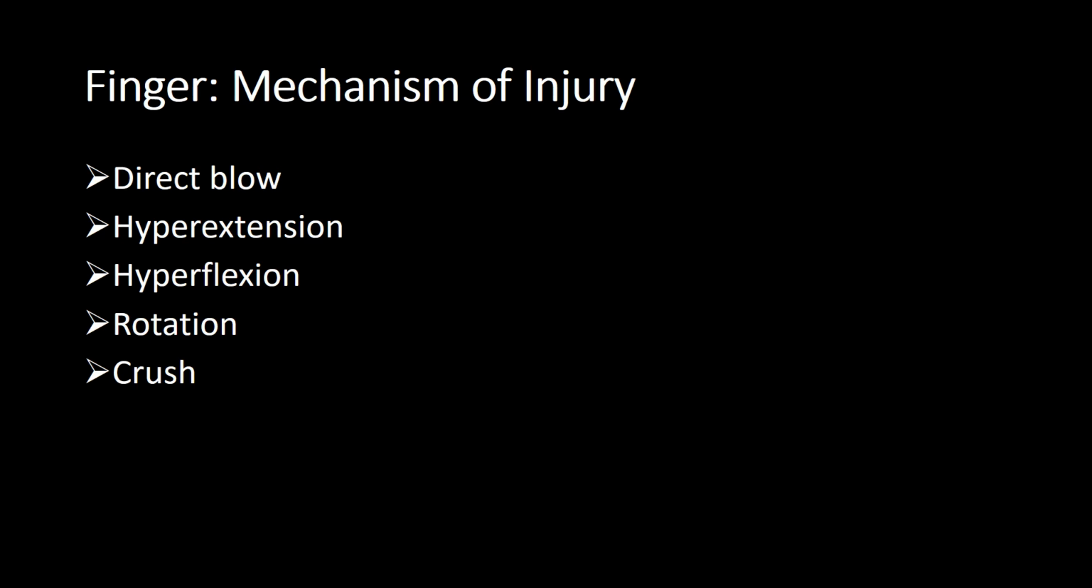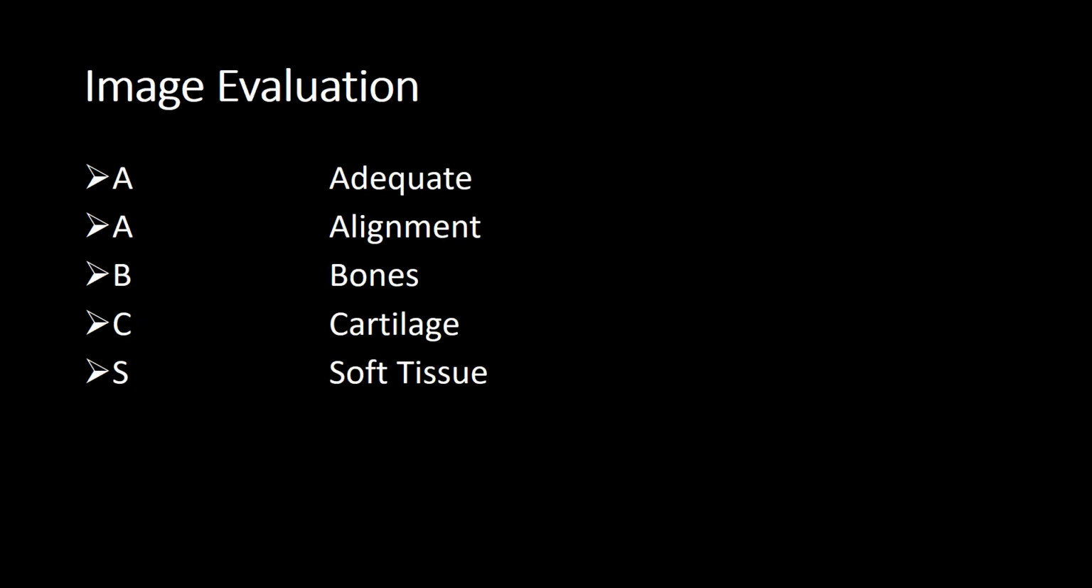So with the fingers, the classic mechanism of injury is a direct blow, hyperextension or hyperflexion, rotational injuries, and of course crush injuries. When we undertake image interpretation, we use the search strategy AABCS to enable us to remember to check each area carefully. The first A stands for adequate. Is the image adequate? Do you need to do further views or do you need to repeat?